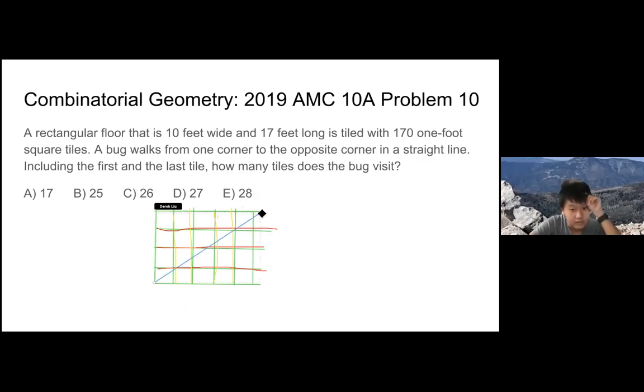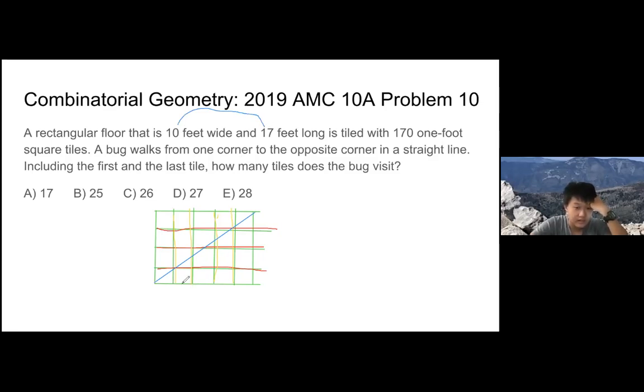This is a bit off. That is very off, actually. This is what it'll look like. Now the problem is, does he ever pass through 2 of them at the same time? So does he ever pass through a corner? Well, this doesn't happen. Why is this? Because 10 and 17 don't share any factors.